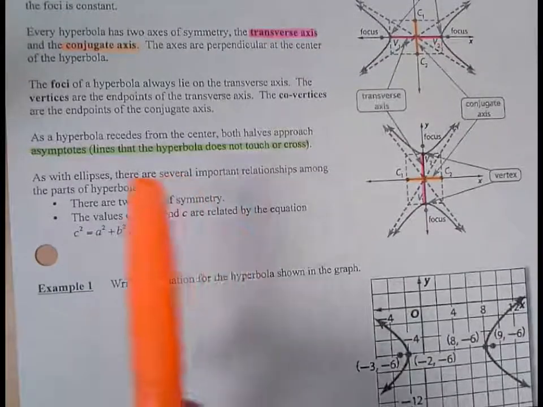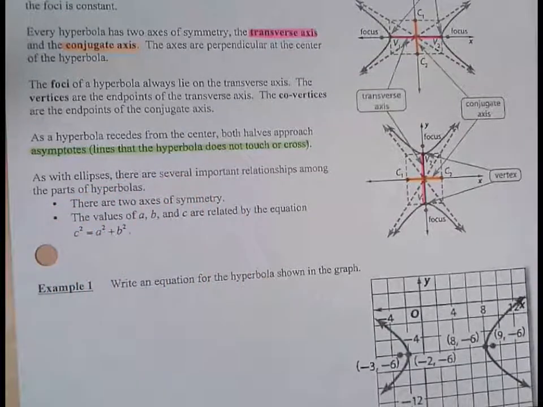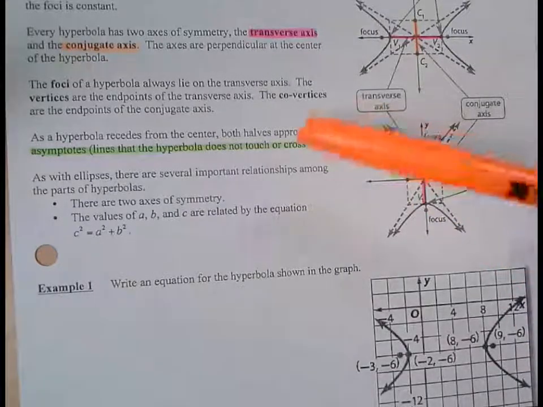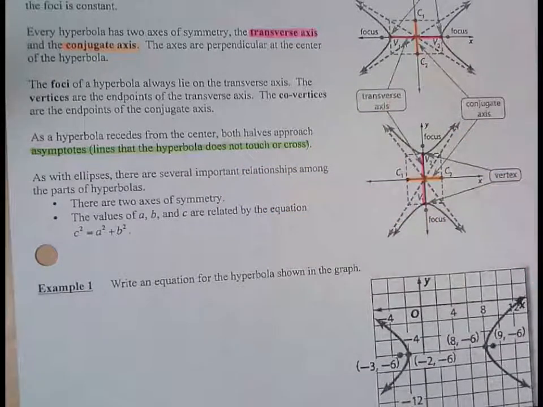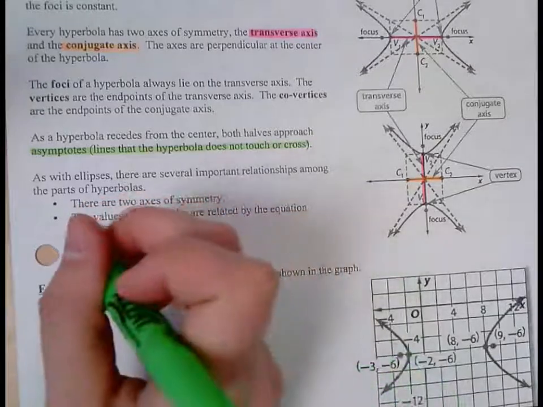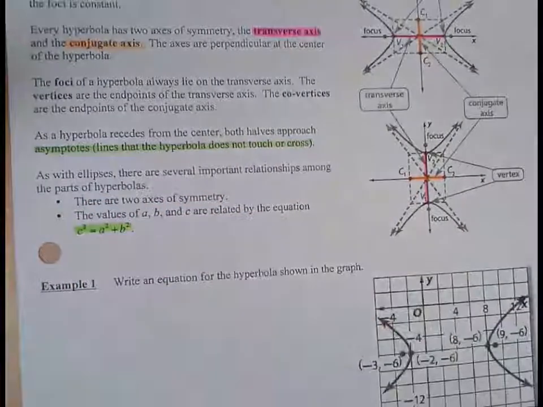And then it does say, the last paragraph, and we'll fill in our graphic organizers. As with ellipses, there's several important relationships among the parts of hyperbolas, two axes of symmetry. And then the values of a, b, and c are related by this equation. This equation is different than it is for ellipses.